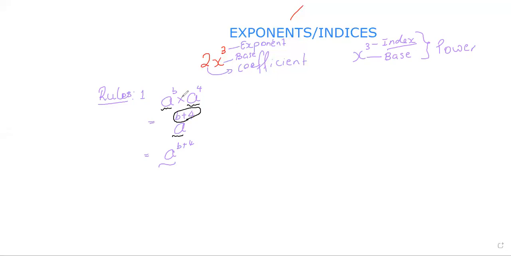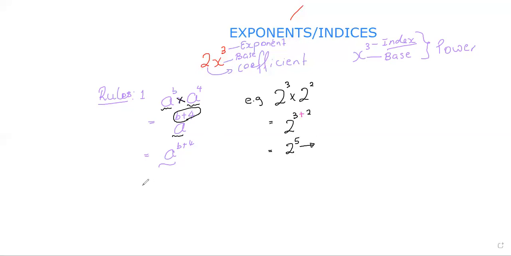When we multiply powers that have the same base, we add the exponents. Two to the power 3 times 2 to the power 2. This gives you the same base, 2, and 3 plus 2, that gives you 2 to the power 5.